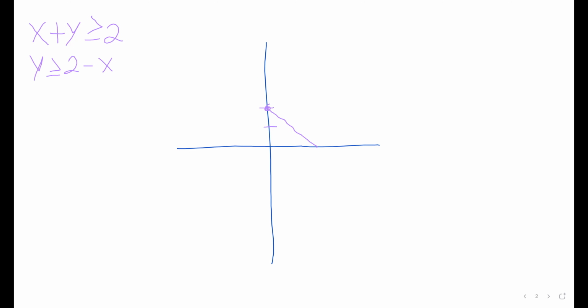But you can just graph it as if it was a normal line. And I will make it a solid line because there's an equal to sign here. If there was not an equal to sign there, if it was just greater than, then it would just be a dotted line. That's the only difference.